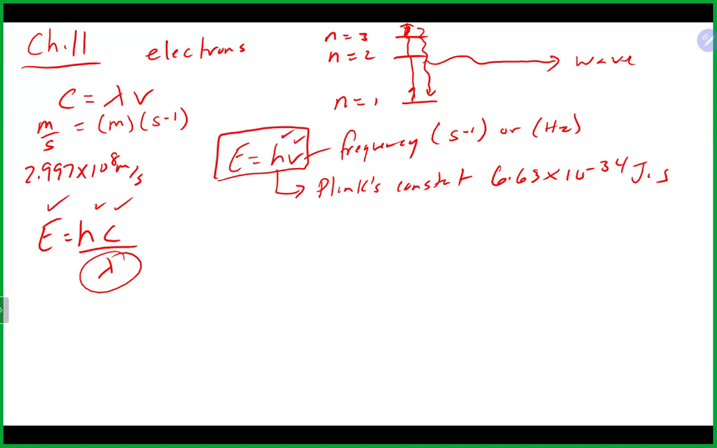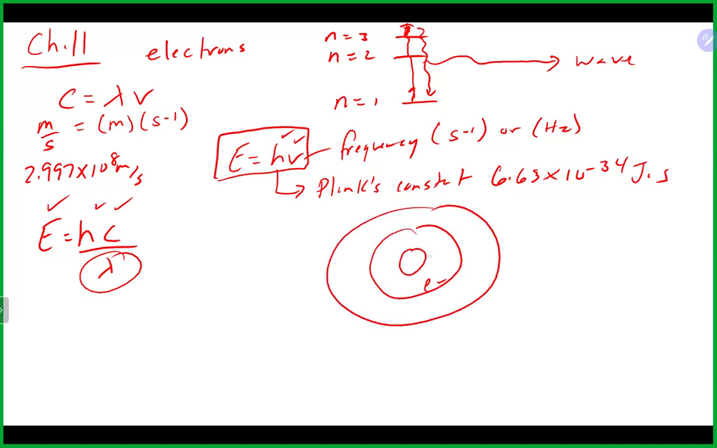We talked about moving away from Bohr's model of the atom, where he had electrons in orbits moving around on different energy levels, to the idea that electrons really don't move in that fashion. They move more randomly around the atom, in a more quantum mechanical model of it.